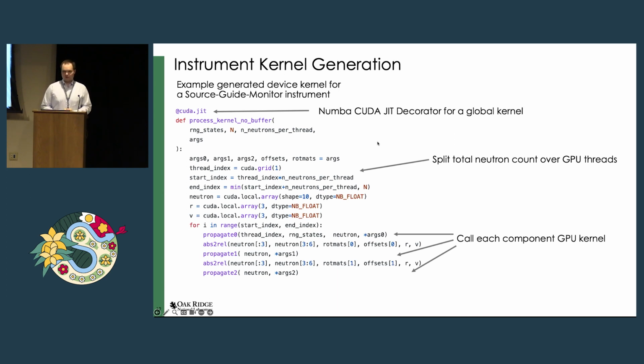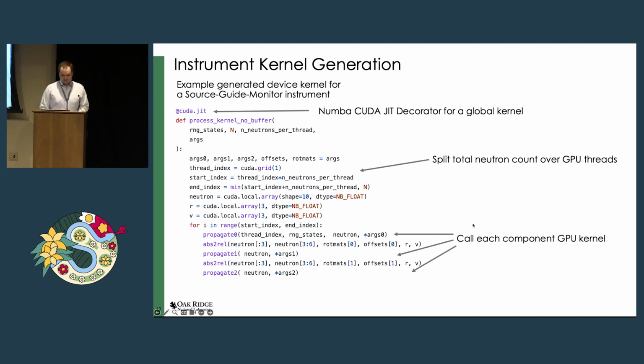This is getting a one-dimensional grid and splitting the total neutrons over the number of GPU threads. This defines how much work each GPU thread is going to be doing. Some GPU threads can be doing more than one neutron, for instance. So that's why we have this loop here.